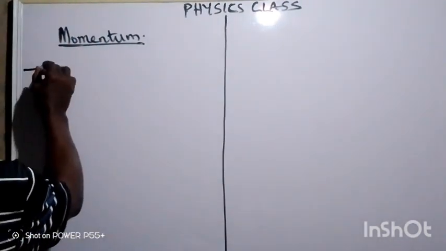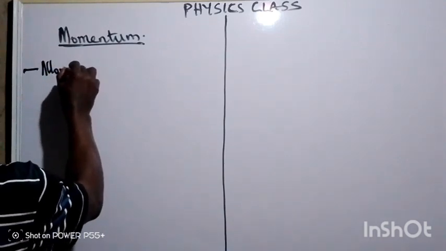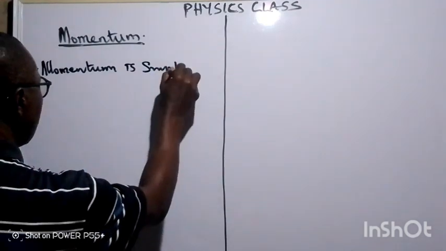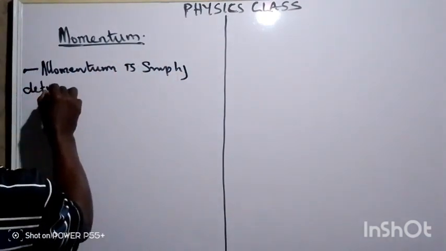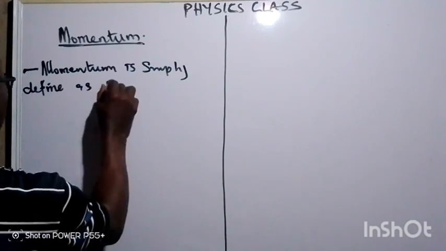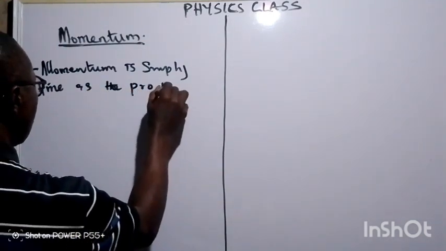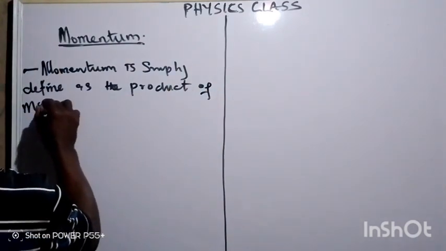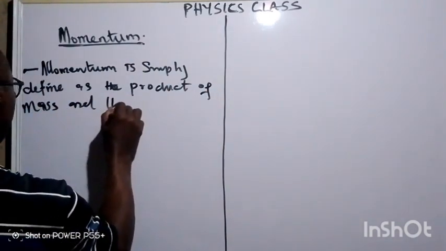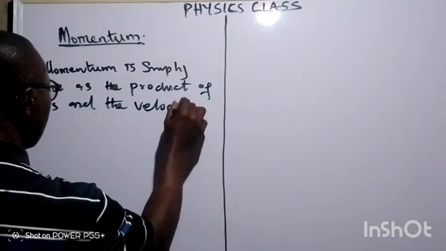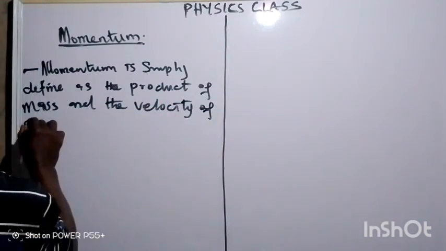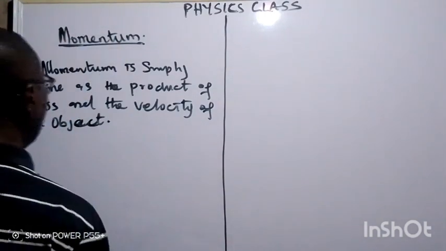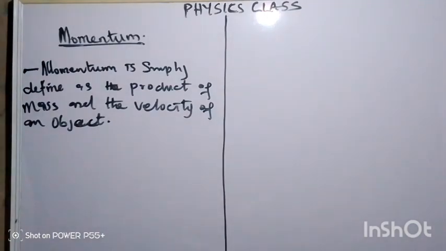Momentum is simply defined as the product of mass and the velocity of an object.